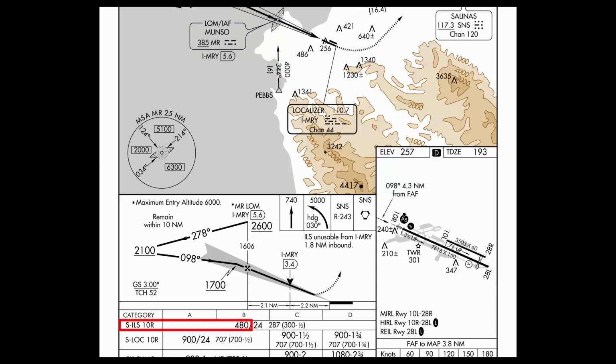The decision height is 480 feet for the ILS approach. If the runway isn't in sight at decision height, the missed approach procedure is started. The glide slope is 3 degrees. There is a visual descent point indicated with a V, normally for non-precision approaches, and an indication that the ILS is unusable from 1.8 nautical miles from the DME. The outer marker is a locator outer marker. It has an NDB with the frequency 385. I'm not going to use it.